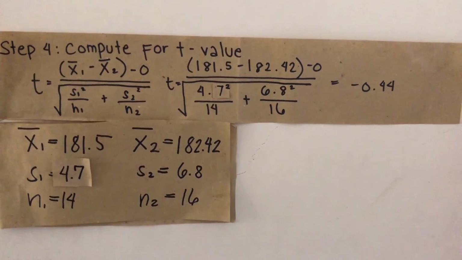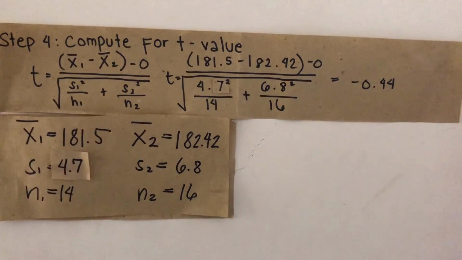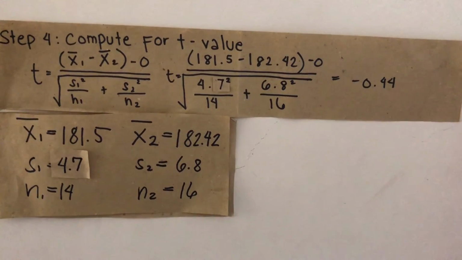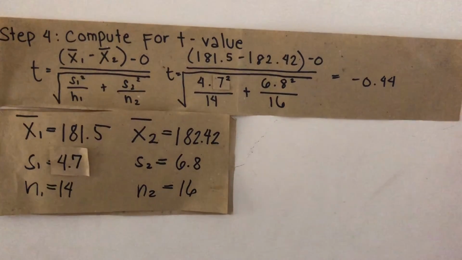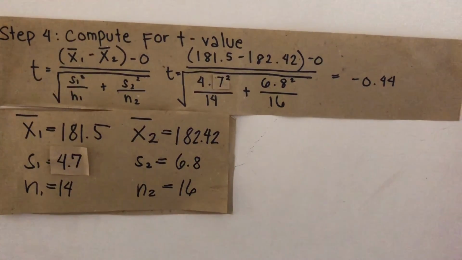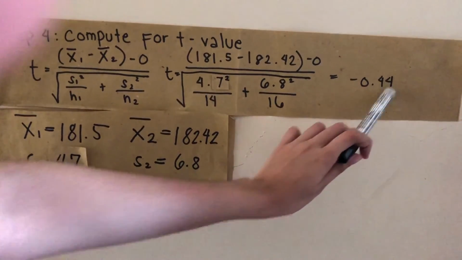Step 4. Compute for the t value. The given and the formula are shown. 181.5 minus 182.42 minus 0 divided by the square root of 4.7 squared divided by 14 plus 6.8 squared divided by 16 is equal to negative 0.44.